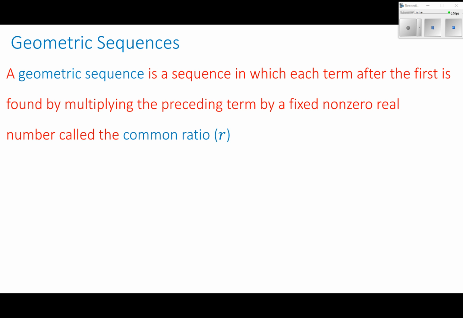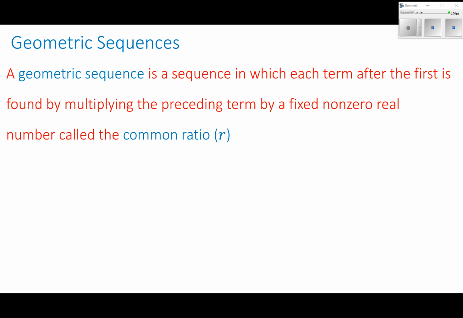All right, so a geometric sequence is simply a sequence in which each term after the first is found by multiplying the preceding term by a fixed non-zero real number. So it can't be zero, and it's got to be a real number. This is called the common ratio r.